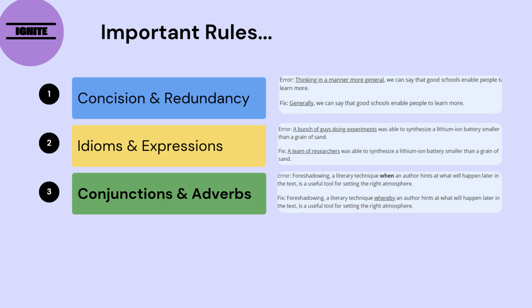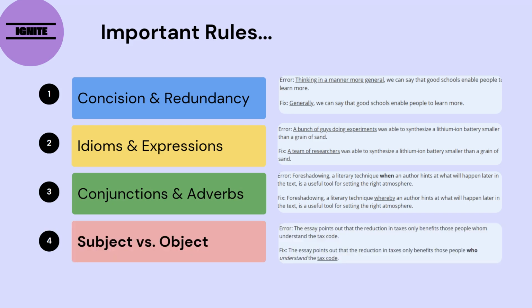Now, let's look at conjunctions and adverbs, or verbs and adjectives that combine two different clauses together. "Foreshadowing, a literary technique when an author hints at what will happen later," or "foreshadowing, a literary technique whereby an author hints at what will happen later." Both of these will change the meaning of these sentences, and this is important, especially when considering the content.